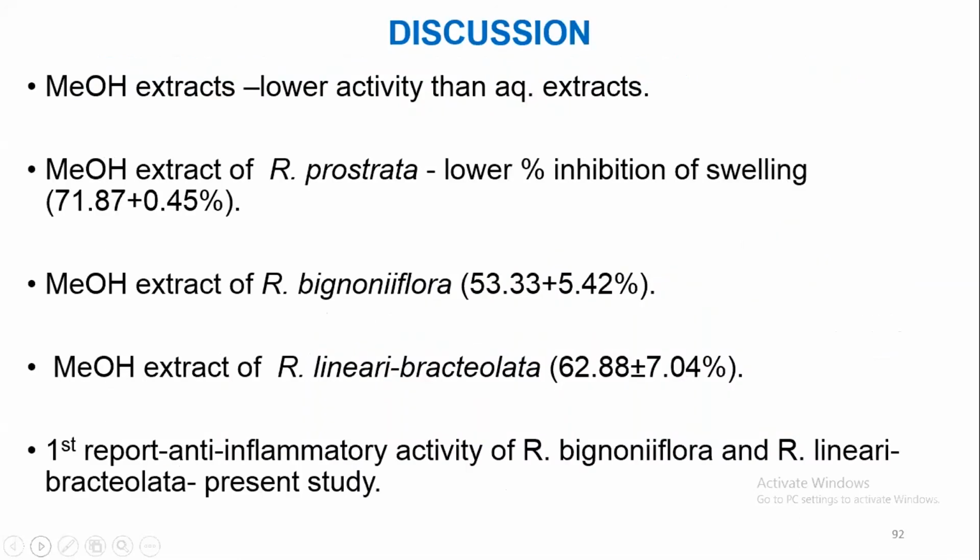Discussion. Methanolic extracts showed lower activity than aqueous extracts. Methanol extract of Ruellia prostrata was 71% compared to 79. Methanol extract of bignoniflora was 53 compared to 70. Methanol extract of linearis bracteolata was 62 compared to 68. And as I said at the beginning, this is the first report of anti-inflammatory activity of Ruellia bignoniflora and Ruellia linearis bracteolata. To the best of my knowledge, even if you go online, you will not find any publications on Ruellia bignoniflora or Ruellia linearis bracteolata apart from the ones that I have published.